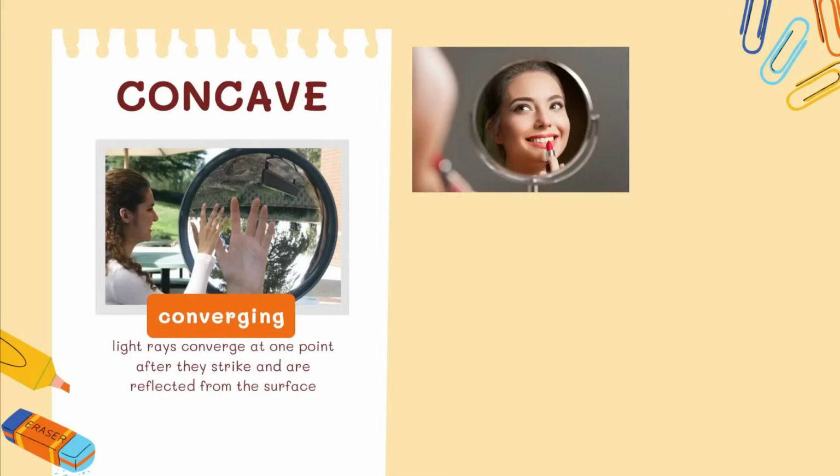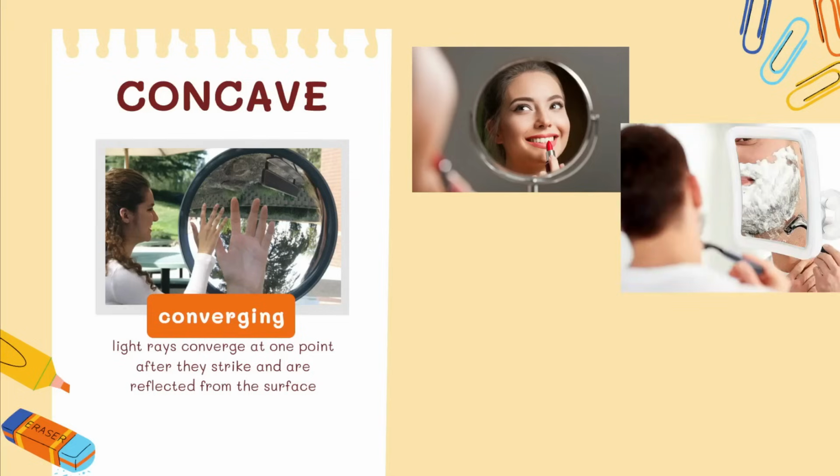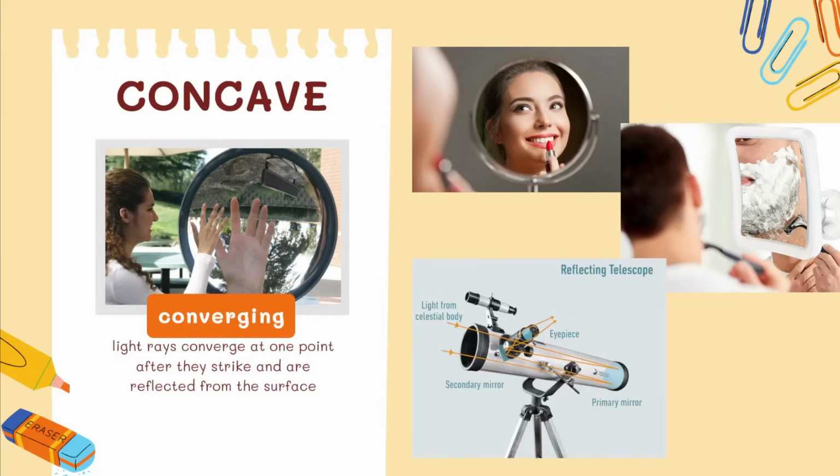So these are examples of concave mirrors that you may have at home. So yung mga makeup mirrors or yung mga mirror na ginagamit dun sa mga beauty shops, yung shaving mirror, at yung reflecting telescope. Actually, there are two types of mirrors in a reflecting telescope. We have a primary mirror, which is a concave mirror, and a secondary mirror, which is a plane mirror. Meron kasi tayong refracting telescope that uses lenses. Ito namang reflecting telescope, ang ginagamit naman niya ay mirrors.